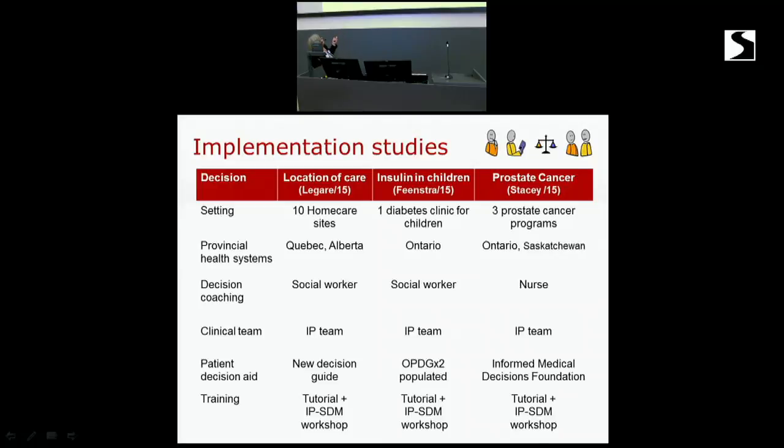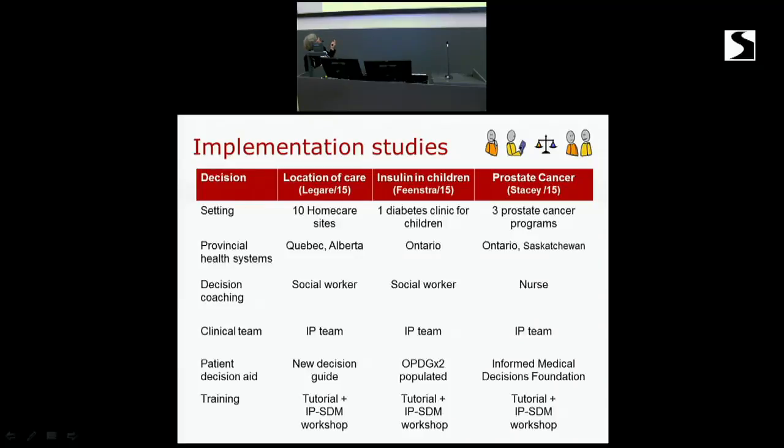And so in all of our studies, I've identified the setting, the provincial health system. So in Canada, each of our provinces has a separate health system. And so we're looking also about how it works across health systems. In terms of decision coaching, in the location of care, in home care, it's a social worker. And in our diabetes clinic for children, it's actually the social worker as well. And in the prostate clinic, it's the nurse that's doing decision coaching.